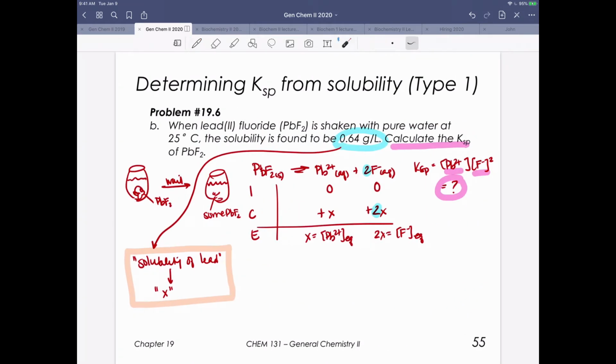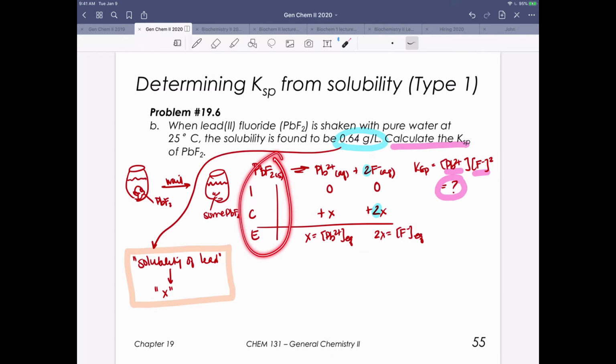So thinking about what's happening here, again, treat these problems all the same. Start with a balanced chemical equation, noting that this time we are going to have a coefficient that is not equal to 1. Write your KSP expression, making sure to include that non-1 coefficient as an exponent. And understanding now that we're going to multiply the values that we get for these equilibrium concentrations times each other, with the fluoride concentration squared, and that will give us our answer, our KSP value for lead fluoride.